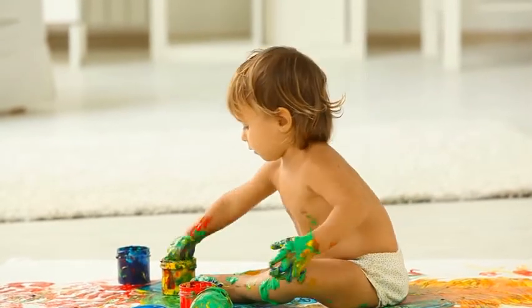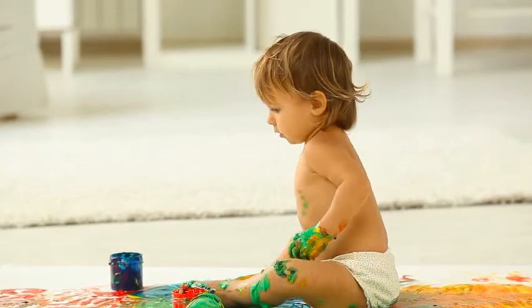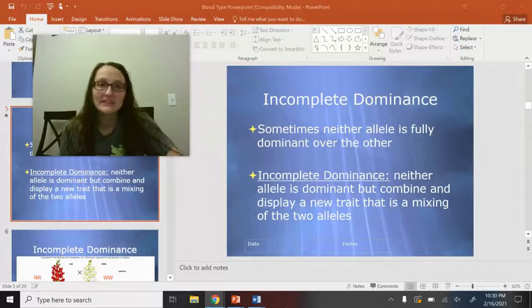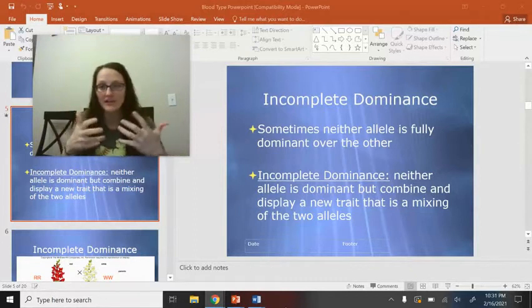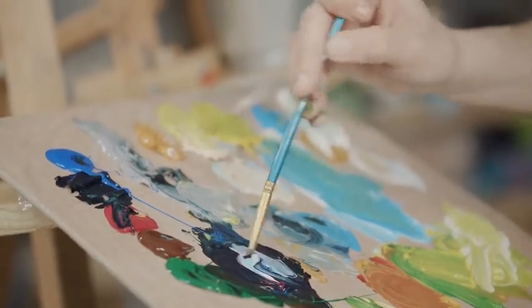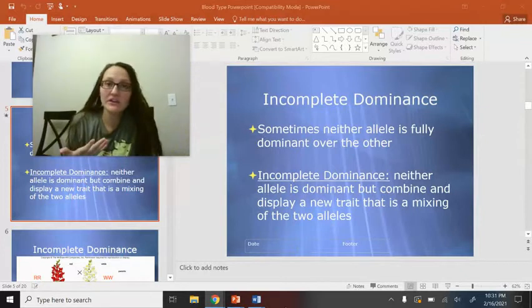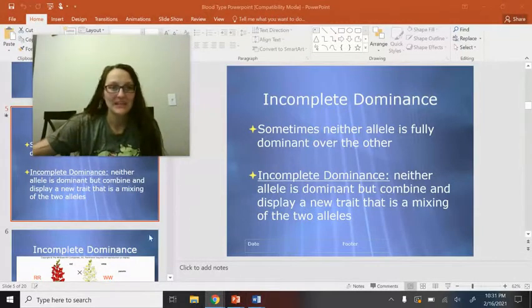The way that paint works is the same as incomplete dominance. In the green example where we take blue and yellow, it's not that the blue is dominant and it's not that the yellow is dominant. It's that they're incompletely dominant, meaning neither one is going to just show up by itself. When you mix them together, they're going to blend together to give you that green. And incomplete dominance works just like that. So let me get you a picture.